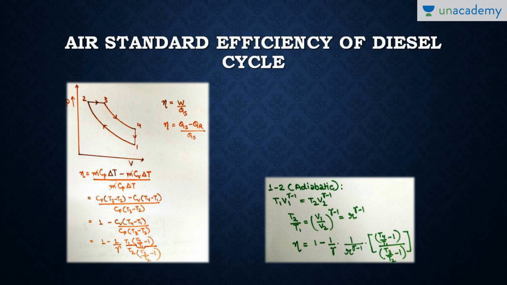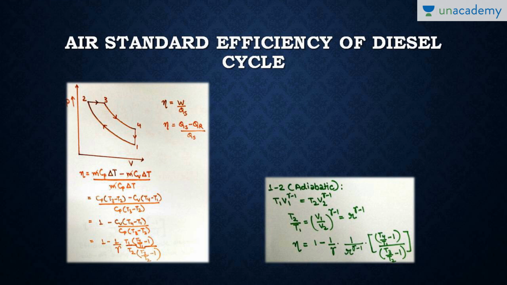So next comes the derivation of efficiency of diesel cycle. As we have derived the efficiency of Otto cycle, it was 1 minus 1 upon r raised to power gamma minus 1. Similarly, we have to derive the efficiency of diesel cycle. We already know that efficiency is net work done upon heat supplied. Net work done is heat supplied minus heat rejection. Heat supplied at constant pressure, which is from 2 to 3, and heat rejection at constant volume, which is from 4 to 1. So efficiency is Qs minus Qr upon Qs. So heat supplied at constant pressure is mCp delta T, minus mCv delta T upon mCp delta T.